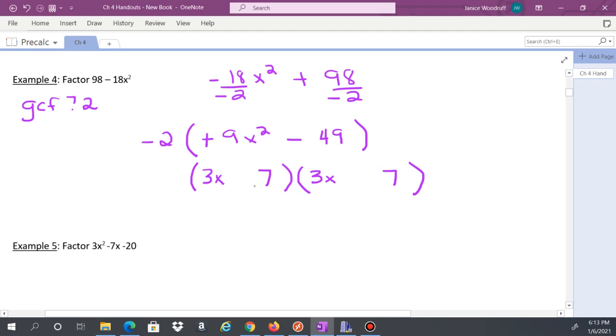And that is difference of squares, which means the middle term canceled out, and the only way it did that is if these were opposite signs. So now I'm fully factored. I have the negative 2 that I pulled out, and then that allowed you to use difference of squares.